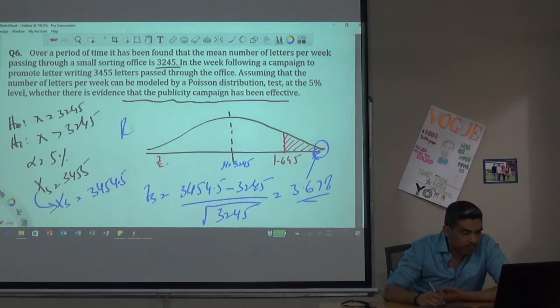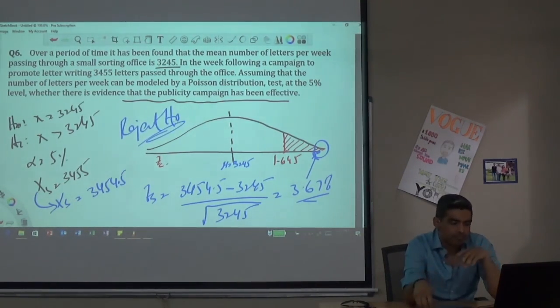Rejection of H0. So we have enough evidence to reject the null hypothesis and conclude that there is evidence that the publicity campaign has been effective. Has been effective or has not been effective? Has been effective. Yeah, that's why the mean has improved.